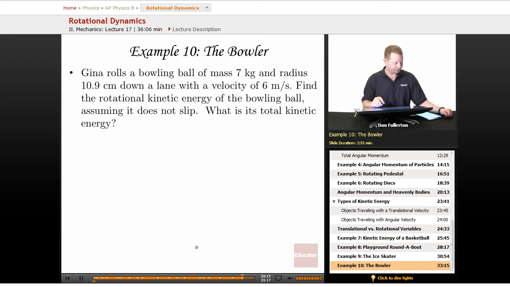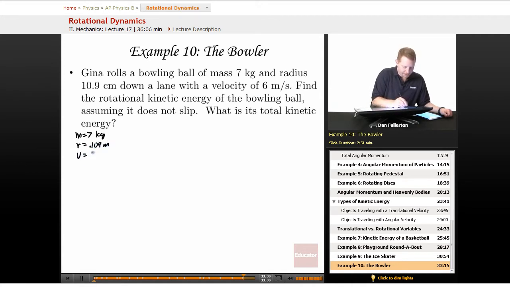A bowler, Gina, rolls a bowling ball of mass 7 kilograms, m equals 7 kilograms, and radius 10.9 centimeters, which is 0.109 meters, down a lane with a velocity of 6 meters per second. Find the rotational kinetic energy of the bowling ball, assuming it doesn't slip. What is its total kinetic energy?